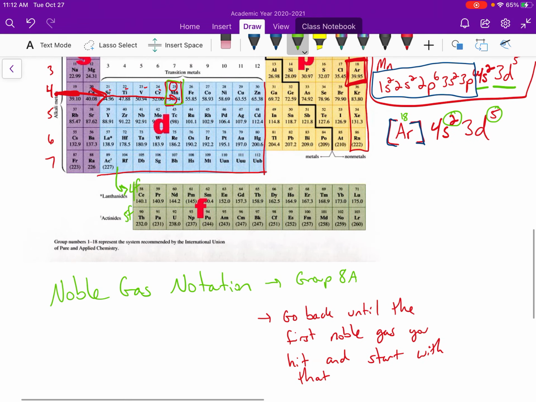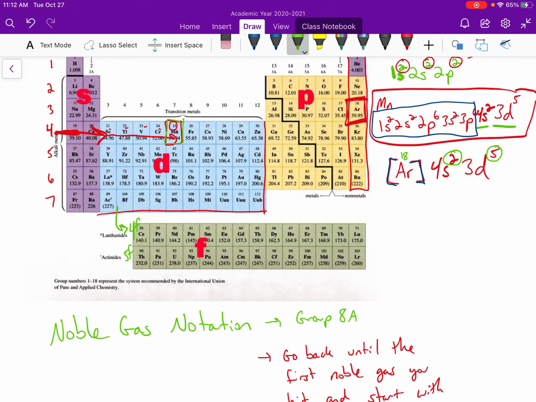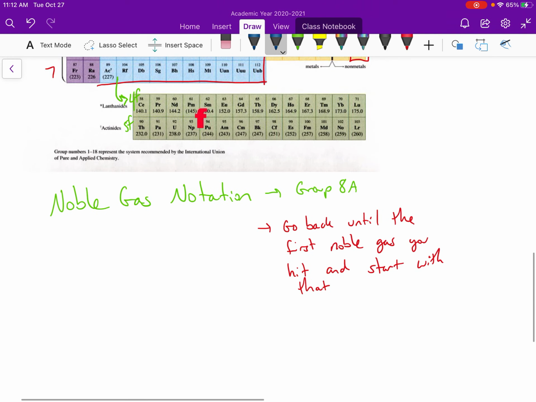Okay, let's try one more using noble gas notation. I would like for you to try arsenic. Arsenic is right here, number 33. So pause it, try to do noble gas notation for arsenic, and see how we do.